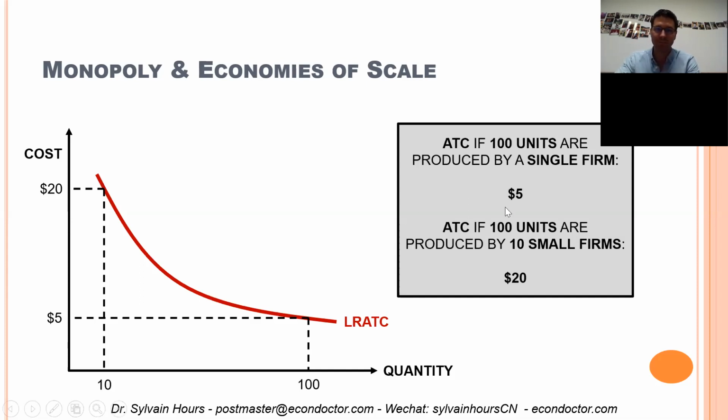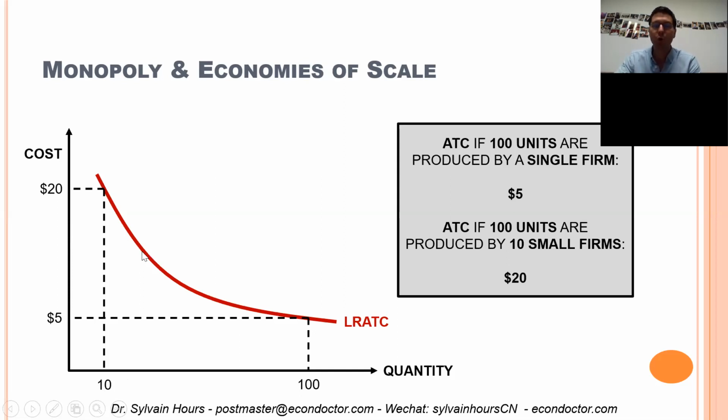But if we ask 10 different businesses, each of them to produce 10 units, each of them will have an average cost of $20 simply because they have a much lower output, so they cannot enjoy substantial economies of scale. So each of them, in order to produce 10 units, will have a total cost of 20 times 10, $200.